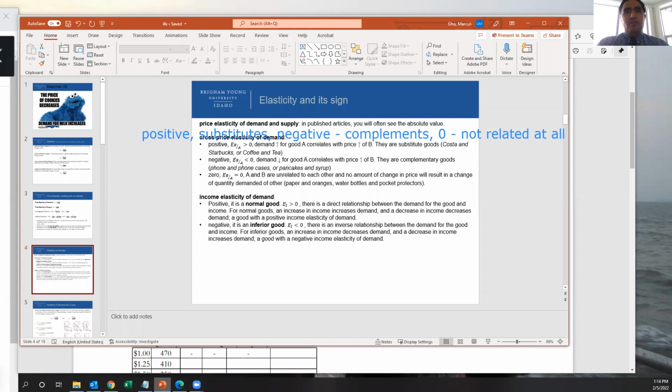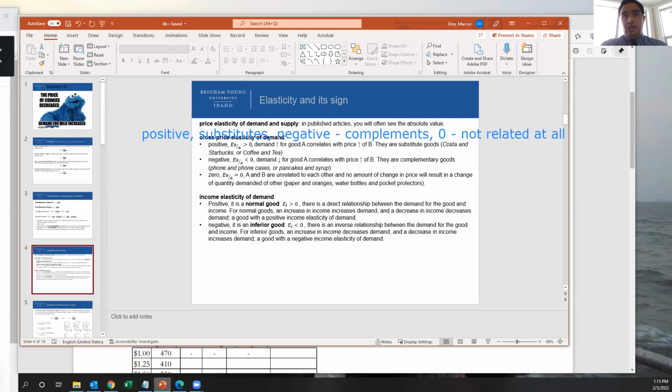So then what happens if you have the income elasticity of demand? If it's positive, it's a normal good. That means there's a direct relationship with income. If income goes up, you demand more of that good, or if income goes down, you demand less of it. The two negatives will make a positive. Therefore, it's a normal good if it's positive.